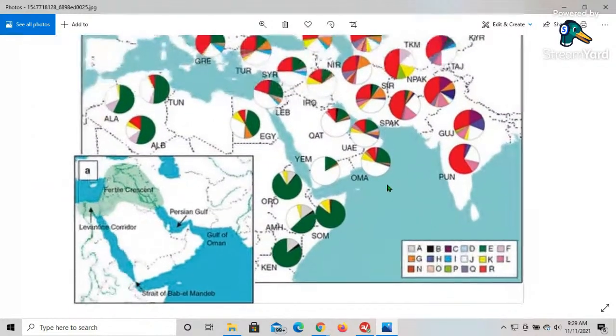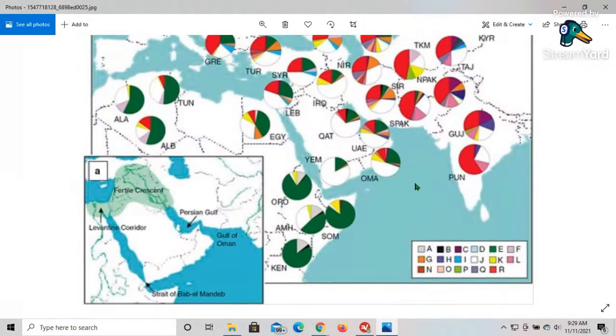Okay, this is just distribution of the Y chromosome, which I've spoken of many times before already. Well, the main ones being R, which is Gomer, E, which is Ham, plus there's C, the purple. See this purple up here? Which would be Nimrod, descendants of Nimrod. And of course, G is Assyria.